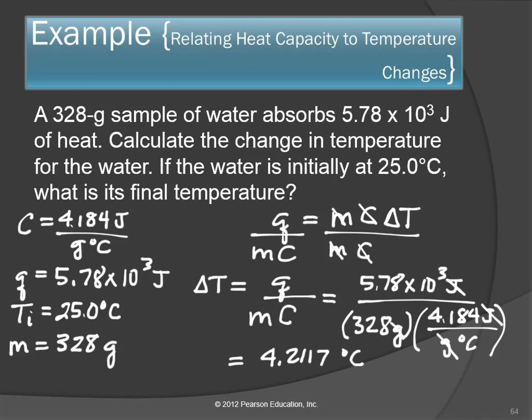How many significant figures does that number have? Should it have? It should have 3. This guy has 3, this guy has 3, this guy has 4. So we're multiplying and dividing. We're going to choose the smaller, which is 3. So this is 4.21. So if we're recording that as our final answer, we would report 4.21 degrees Celsius as the change in temperature. And that is one of the things that it asks us for.